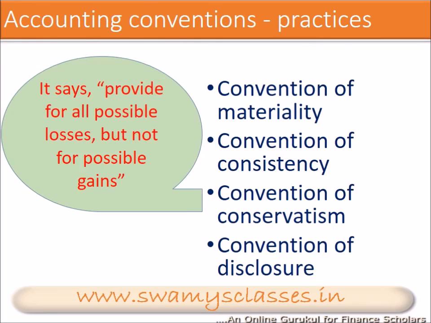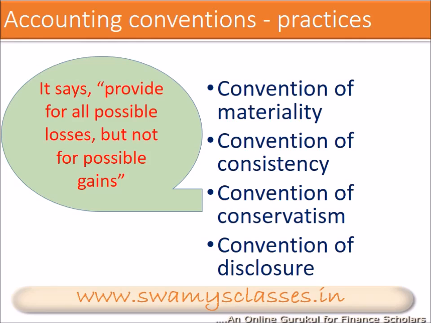The third one, a bit controversial and also a bit interesting one, is the convention of conservatism. It says, provide for all possible losses, but not for possible gains. Meaning, if you foresee a loss, immediately deduct it from the profit or reduce the profit by that amount. But wherever you are foreseeing a gain, unless you realize it, don't add to the profit. You may wonder why. The simple reason is, at any point of time, the profit figure that you show should be a conservative figure, meaning a sure shot figure.